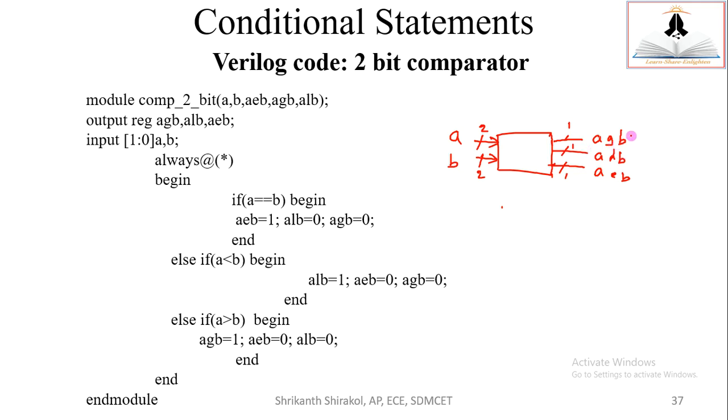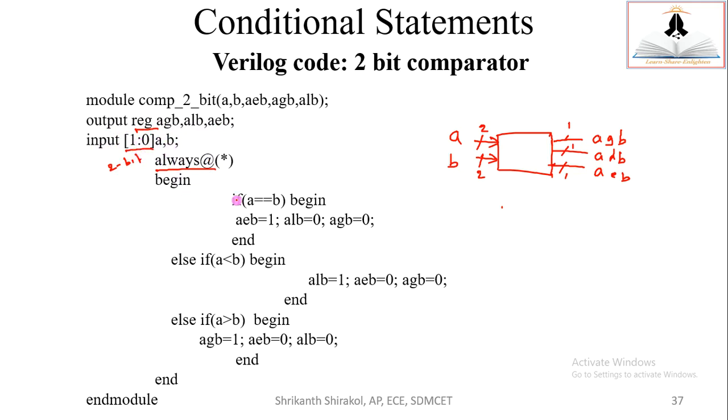So if A is greater than B, then this should be 1, rest all should be 0. If A is less than B, then this should be 1, rest all to be 0. If A and B both are equal, A equal to B should be activated. So module comparator A, B, AEB, AGB, ALB I have written. So outputs I have declared it as reg because I'm using it in the always block. Reg and always. Remember, these two are interlinked. So AGB, ALB, AEB, all these are single bits.